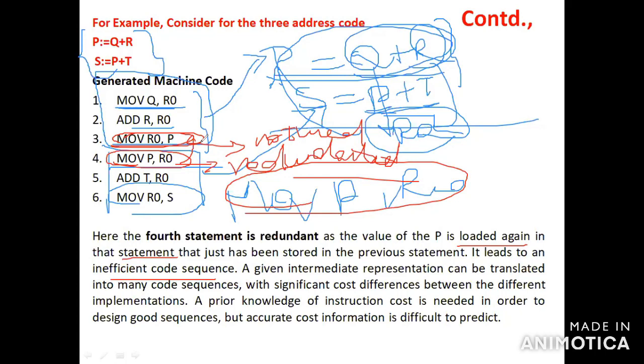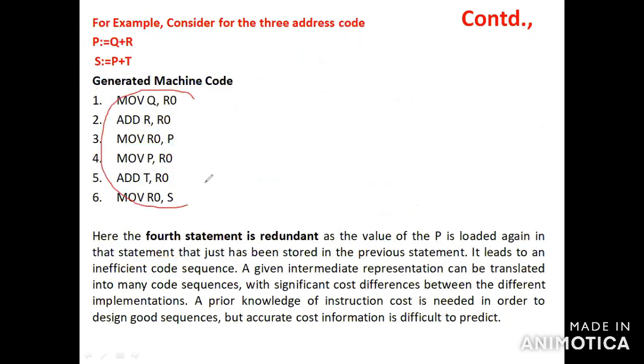Inefficient code sequence. So what will we do after that? You have to do that in that program. After that, you have to check the machine code generated for that sequence of statements. You have to check these values.